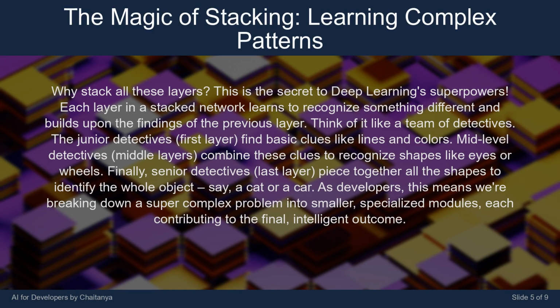Why stack all these layers? This is the secret to deep learning's superpowers. Each layer in a stacked network learns to recognize something different and builds upon the findings of the previous layer. Think of it like a team of detectives. The junior detectives, first layer, find basic clues like lines and colors. Mid-level detectives, middle layers, combine these clues to recognize shapes like eyes or wheels. Finally, senior detectives, last layer, piece together all the shapes to identify the whole object, say, a cat or a car. As developers, this means we're breaking down a super complex problem into smaller, specialized modules, each contributing to the final, intelligent outcome.